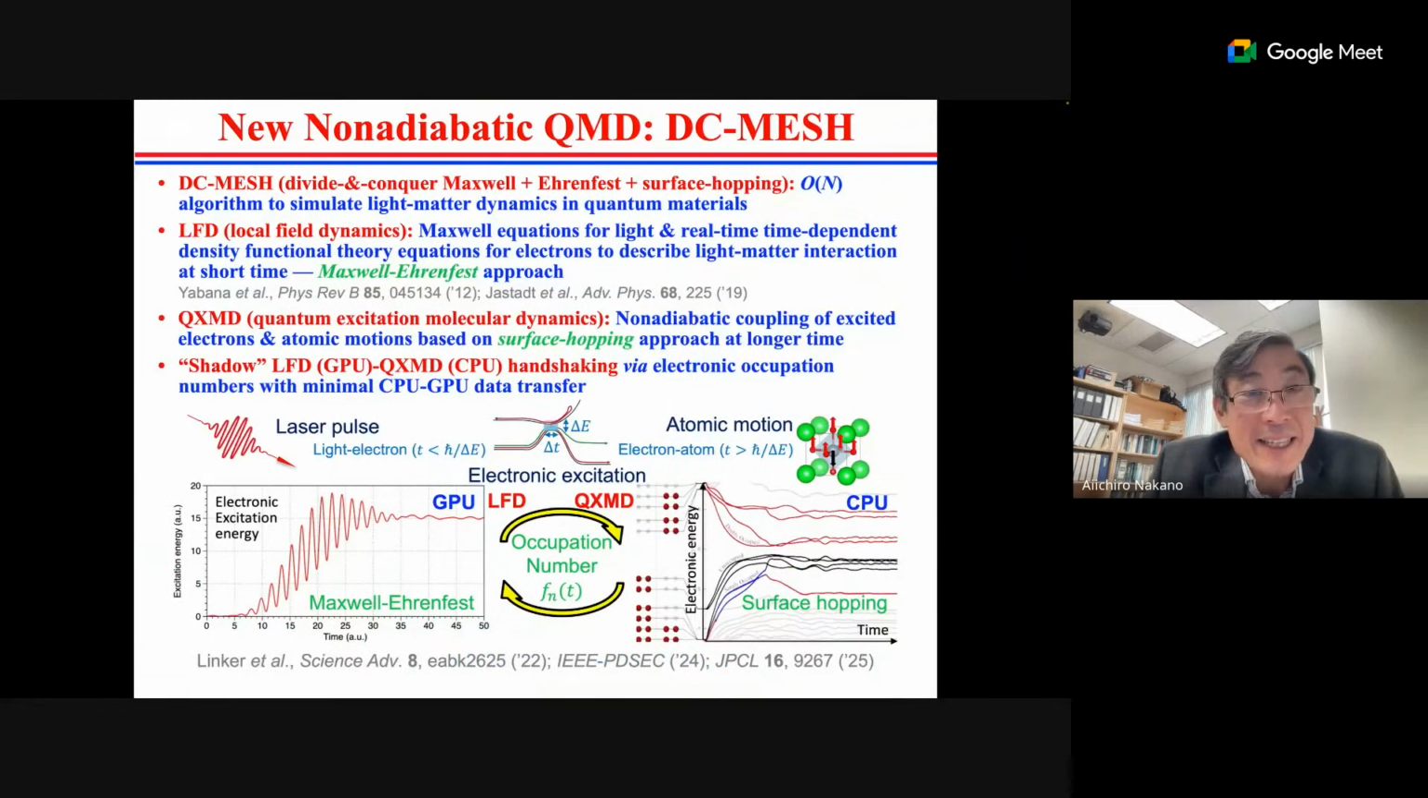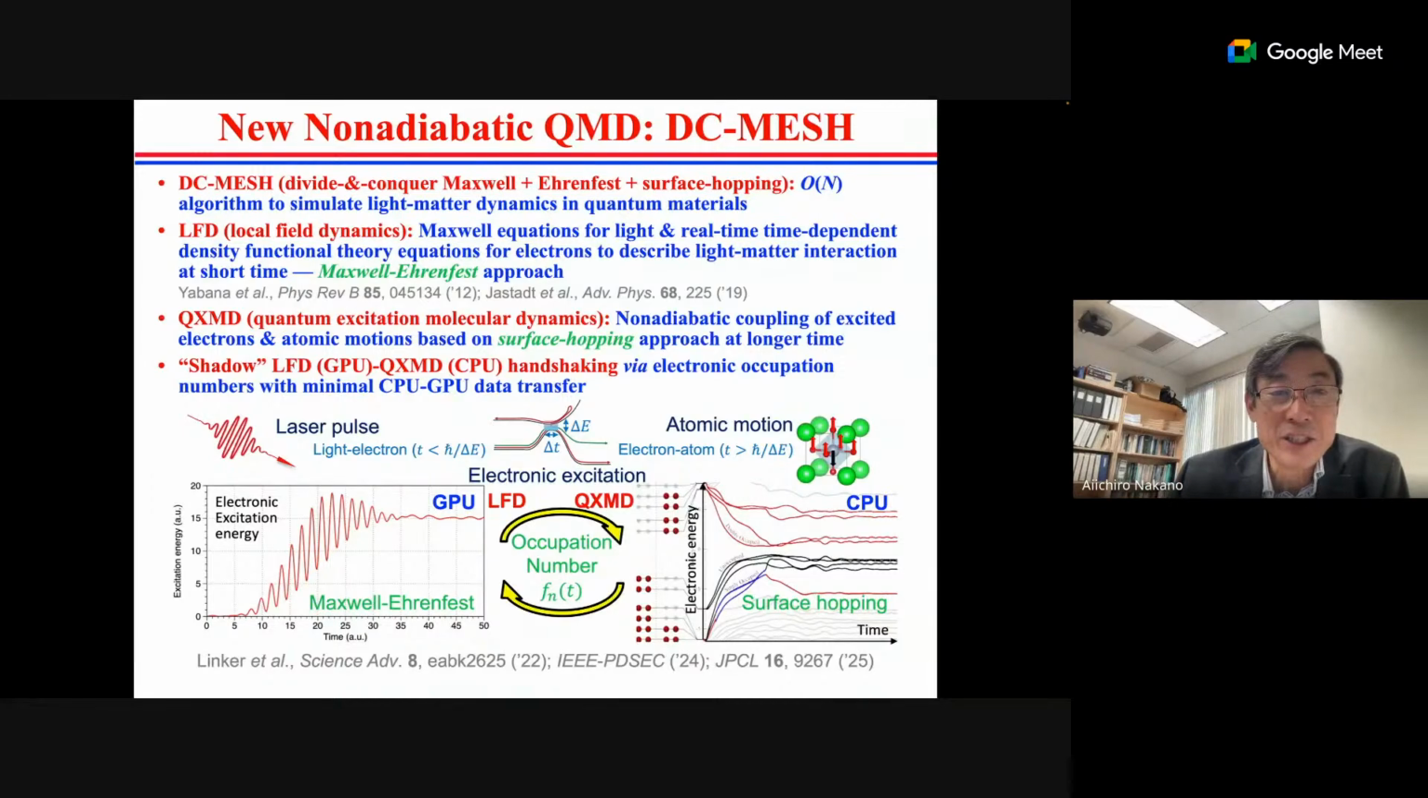To study such light-matter dynamics in quantum molecular dynamics, we needed to develop a new kind of non-adiabatic QMD, which we call DC-MESH, or divide and conquer Maxwell-Ehrenfest surface hopping approach. DC-MESH consists of two parts. First, local field dynamics solves the Maxwell equation for light and the real-time, time-dependent density functional theory equation for electrons to describe the light-matter interaction at short times, like attoseconds. This approach is called the Maxwell-Ehrenfest approach.